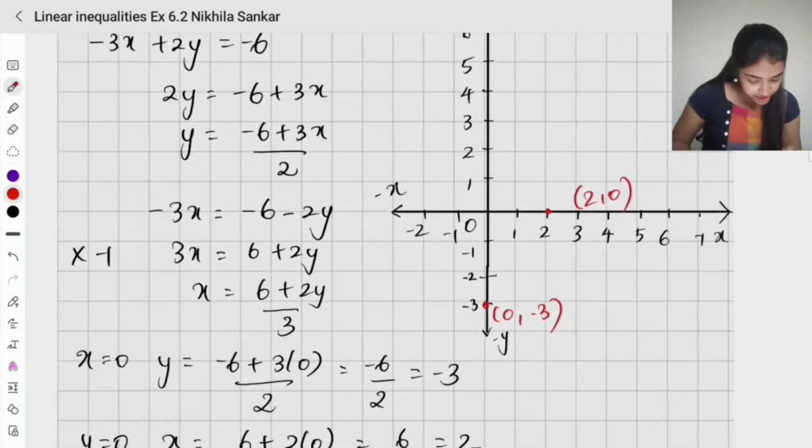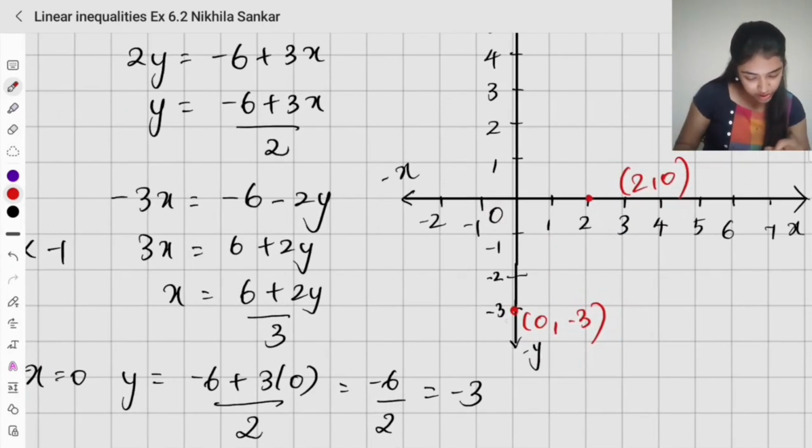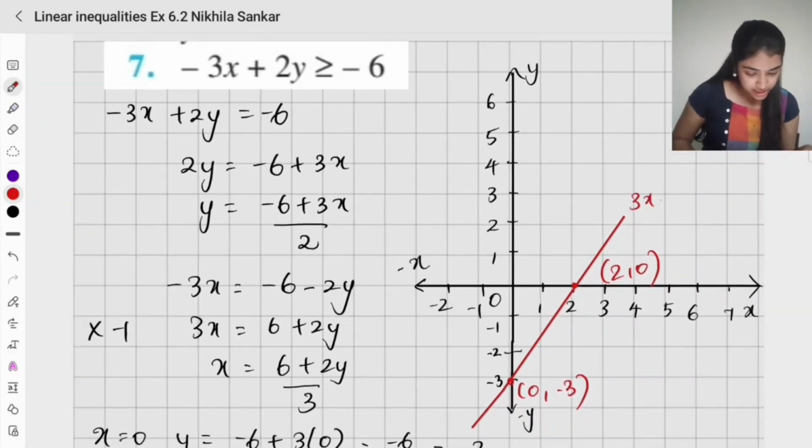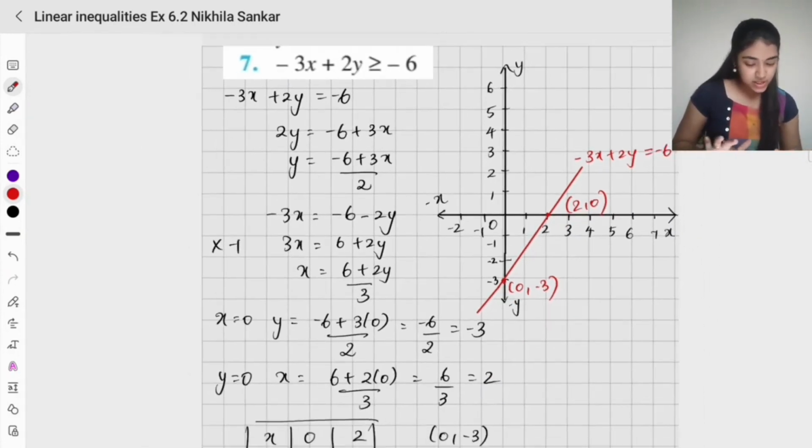This is not a strict inequality. அதனால straight line வரையலாம். So how does it look like? Okay. So this is going to be the equation minus 3x plus 2y equals minus 6 oda graph.